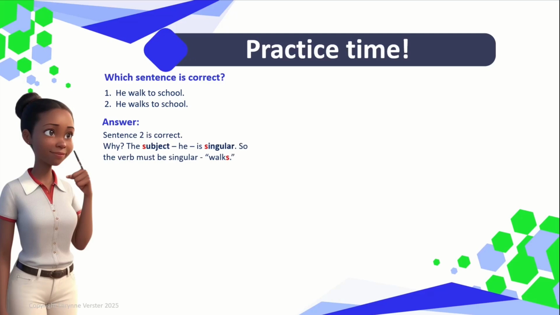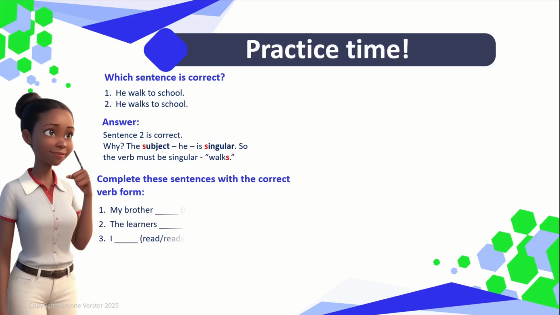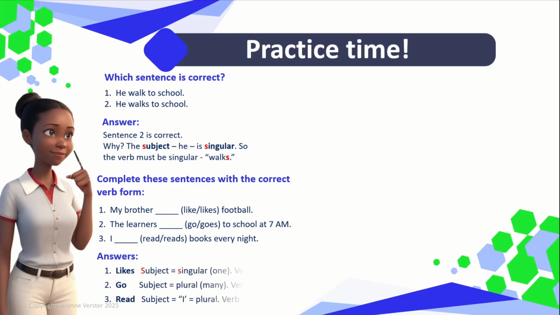Complete these sentences with the correct verb form. 1. My brother likes football. 2. The learners goes to school at 7 a.m. 3. I reads books every night. Answers. Likes, the subject, my brother, is singular, 1. So the verb must be in the singular form, likes. Go, the subject, the learners, is plural, many. So the verb must be in the plural form, which is the base form, go. Read, the subject is I. Remember, I is regarded as a plural subject. So the verb must be in the plural form, which is the base form, read.